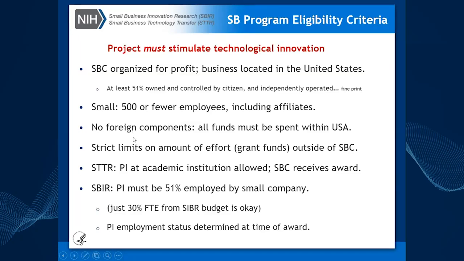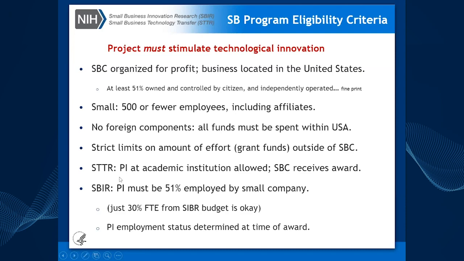You must not include any foreign components. If you include a foreign manufacturing site, we may be able to work around your project and just remove the funds that you had anticipated spending outside the United States, but your application might also be administratively returned. So don't include any foreign study components or manufacturing sites. All the funds must be spent within the United States. We have strict limits on the amounts of effort and funds that must be spent within the small business. I'll go over that more in a later slide, but be sure to follow these limits, or again, your application cannot be funded.